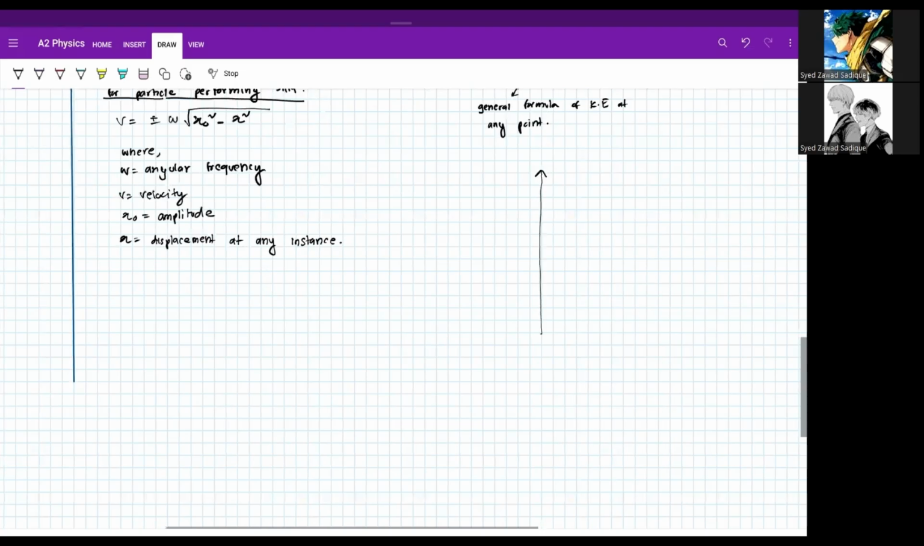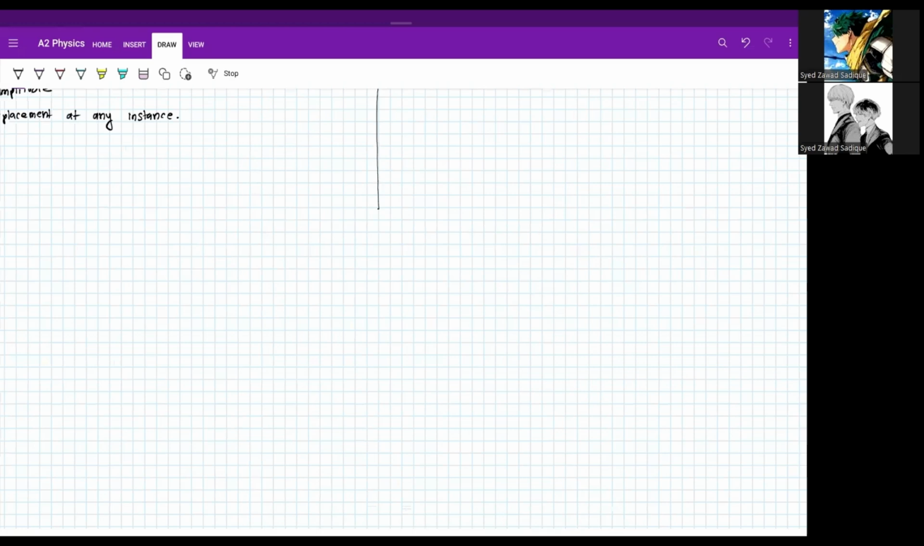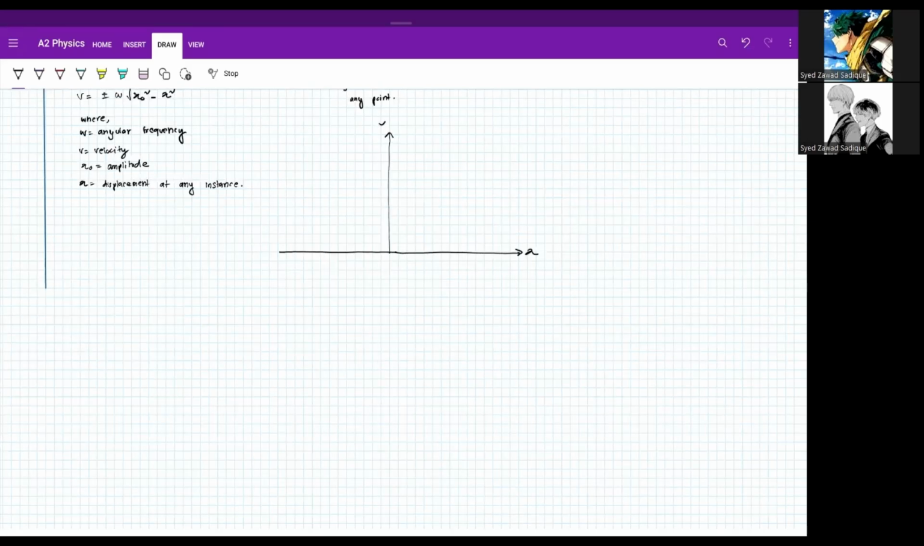Okay, so this is going to be kinetic energy. Sorry, my bad. This is not kinetic energy. This is the x-axis. This is the y-axis. Now we have a few points: we have negative amplitude and we have positive amplitude.